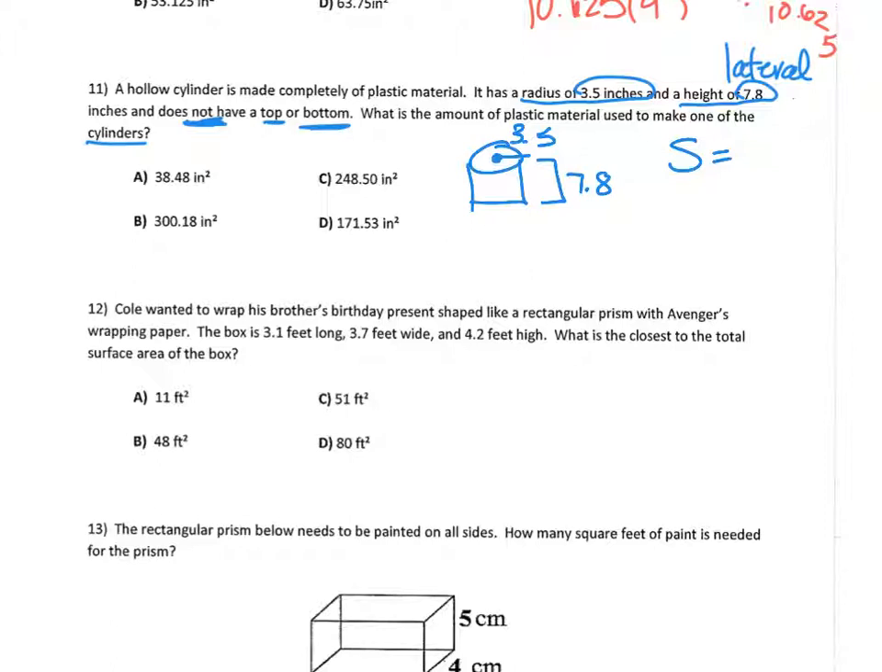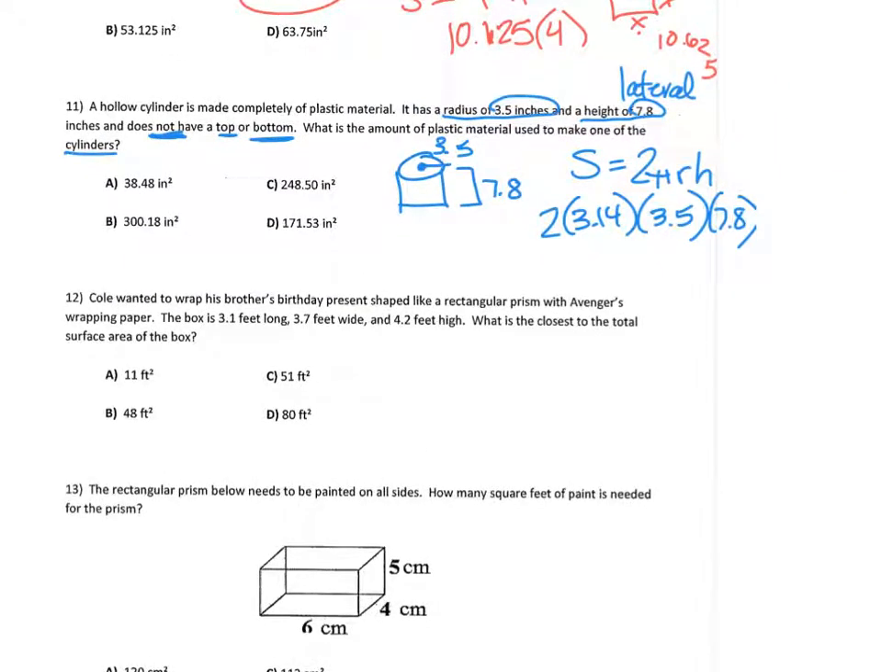2 pi r h. So 2 times pi times radius times height. Just the lateral, since it says it does not have a top or a bottom. So 2 times pi times 3.5 times 7.8.